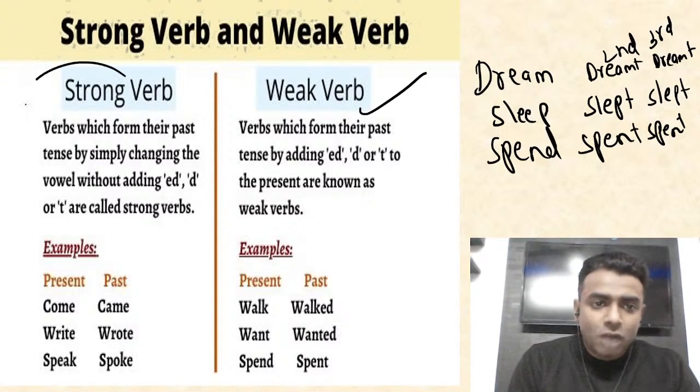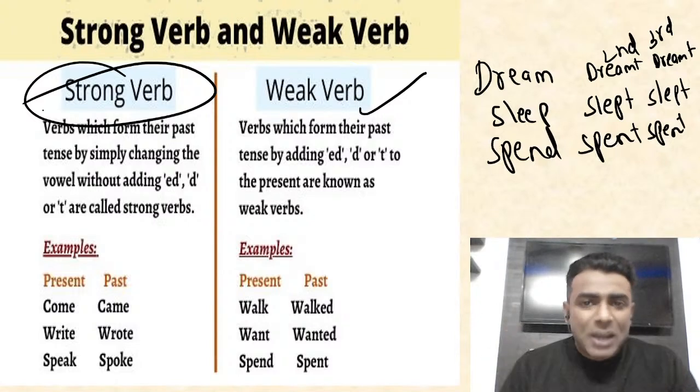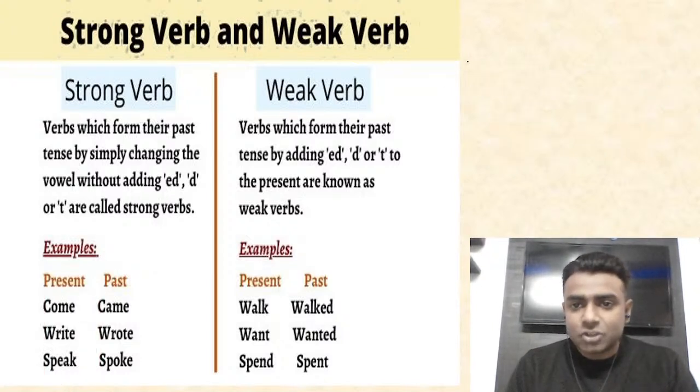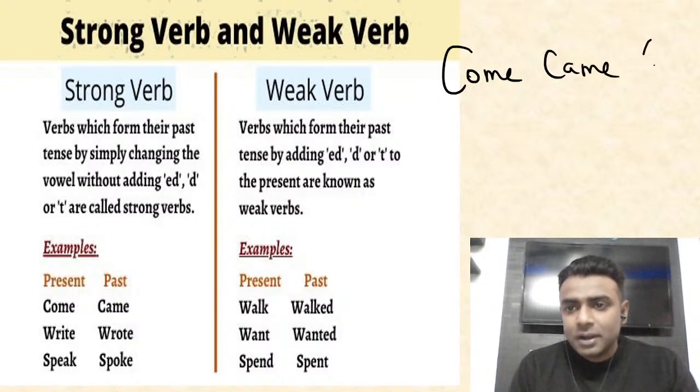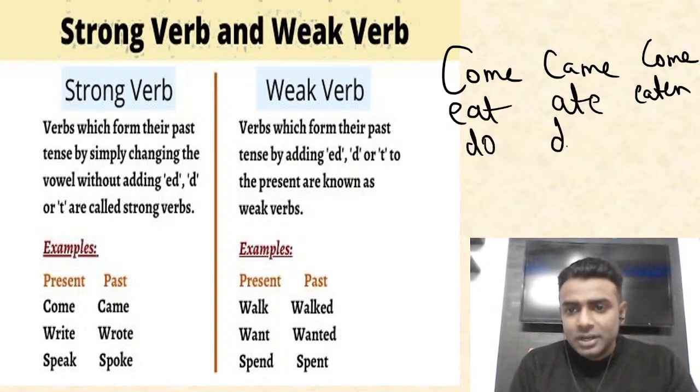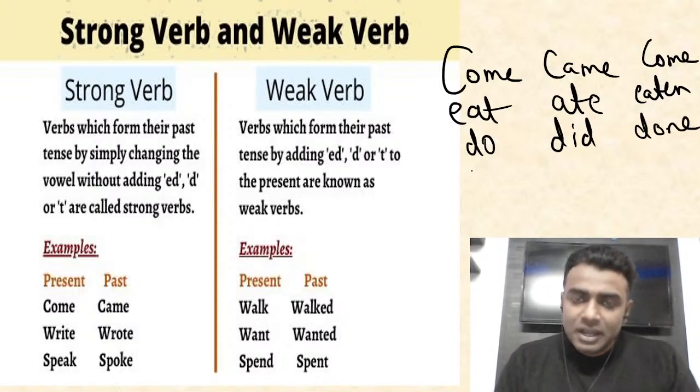Now what are strong verbs? It's just the vice versa. Vice versa means opposite. Strong verbs are those verbs in which the second and third form change. Such verbs are known as strong verbs. For example, come, came, come. Then eat, ate, eaten. Do, did, done. Have you got my point?